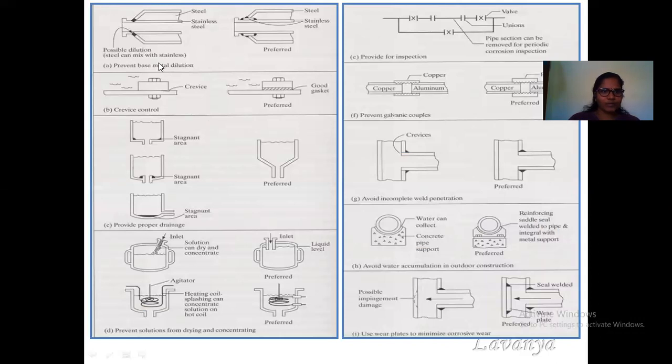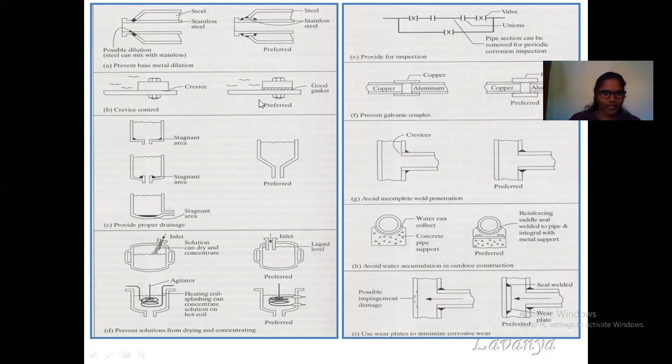So if you look at these two structures, this base metal dilution can be avoided by making a connection between the regular steel and the stainless steel in this manner instead of just putting it inside the structure. And this is one of the corrosion types where we can observe crevice corrosion, where the sharp edges lead to corrosion at this area where oxygen availability is less. This comes under differential aeration corrosion. So this can be prevented by using a gasket like this.